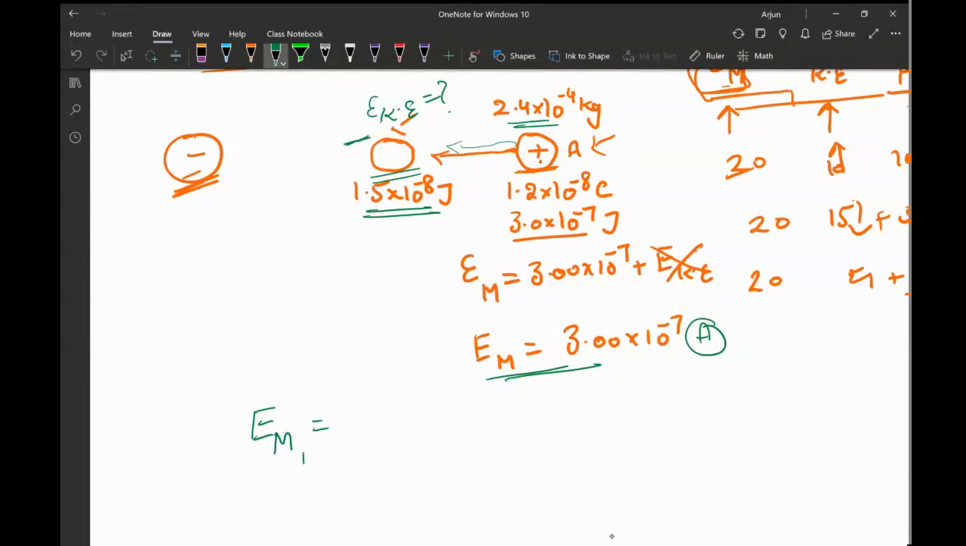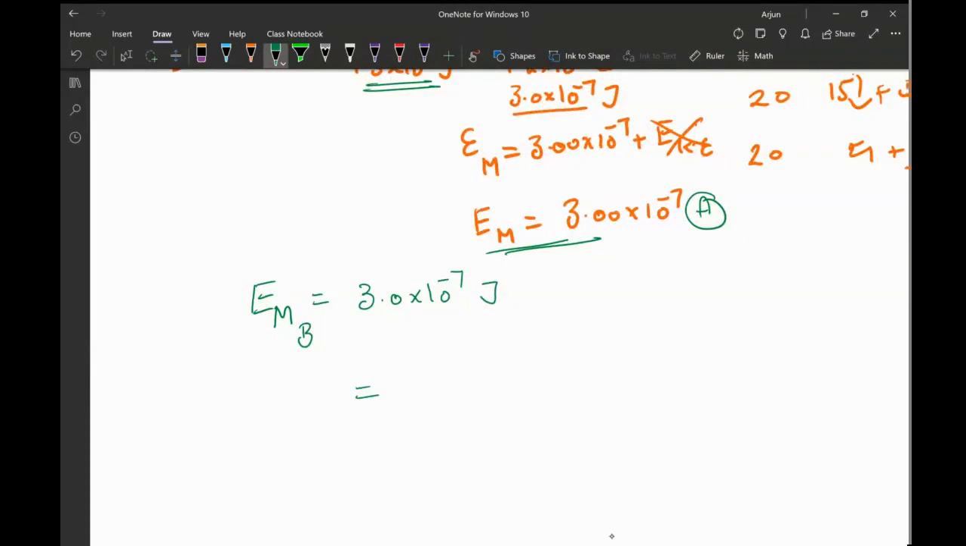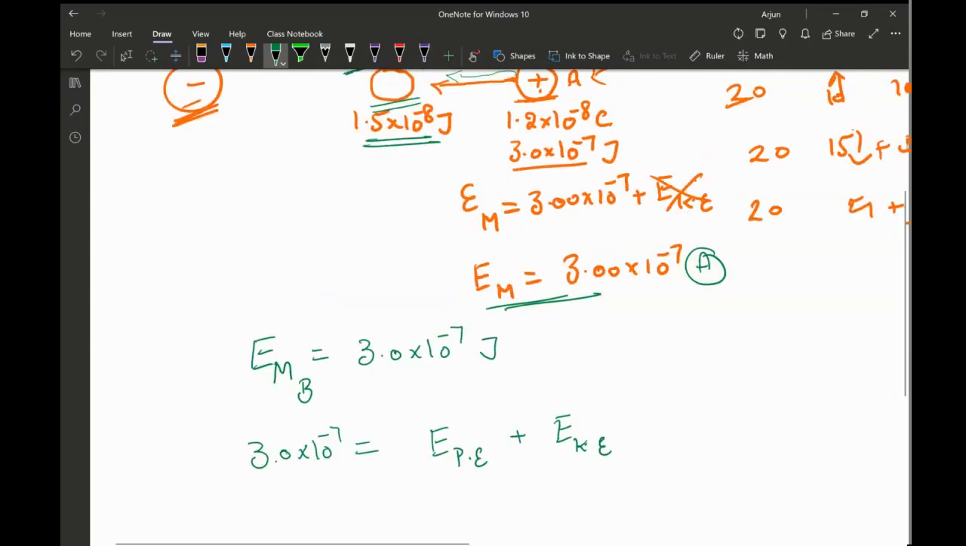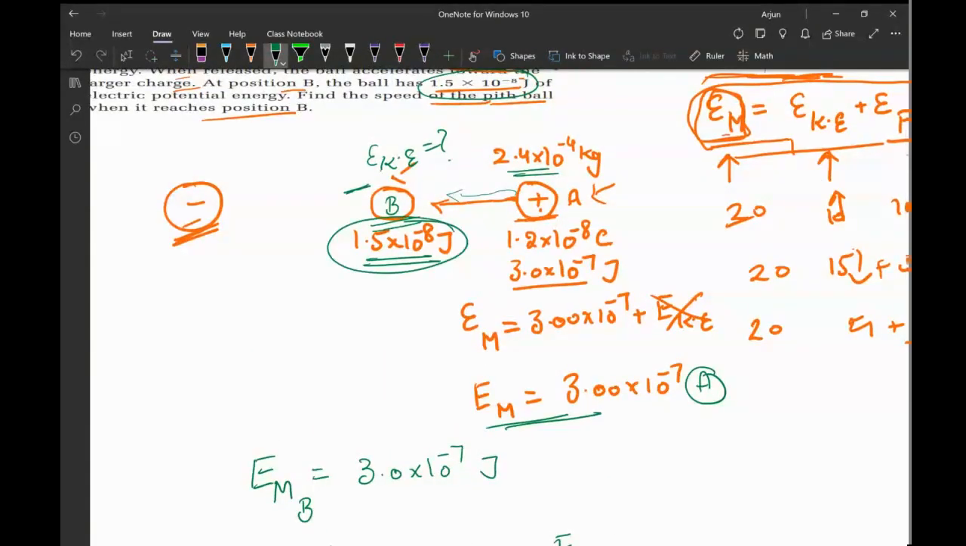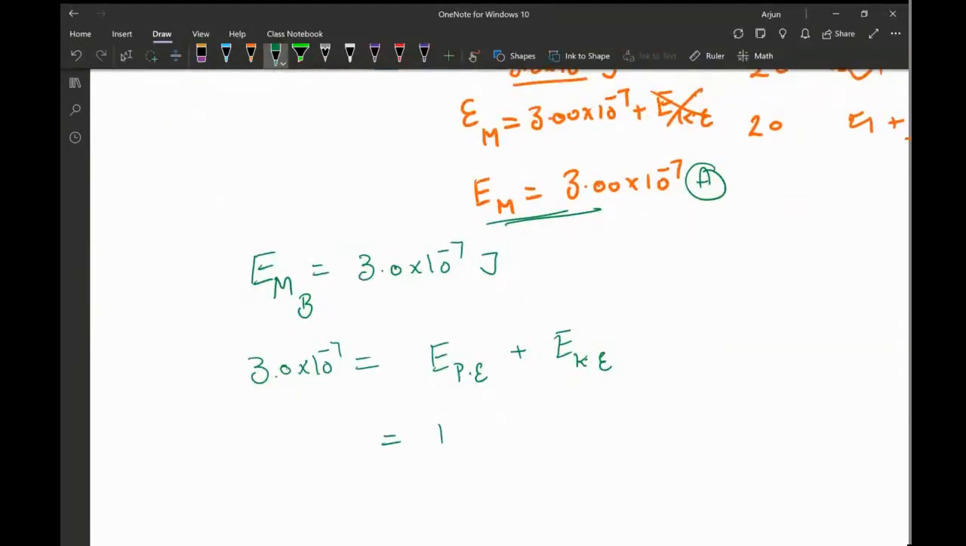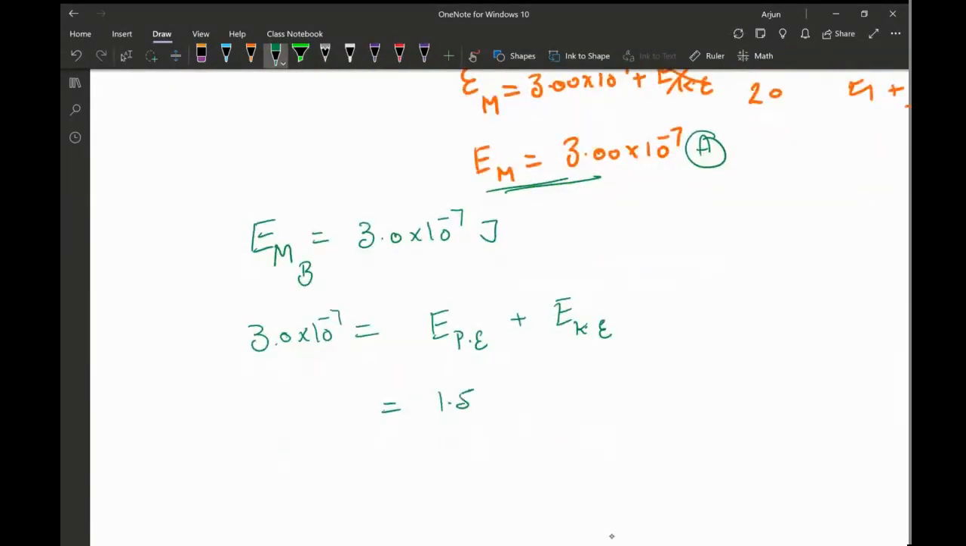So EM at location B will be equal to 3.0 times 10 raised to the power negative 7 joules. And then I will just segregate this mechanical energy into the potential and kinetic energy. 3.00 times 10 to the negative 7 is equal to E potential plus kinetic energy. And potential energy at location B is equal to this much. That's given to us in the question. So that will be equal to 1.5 times 10 raised to the power negative 8 plus EKE. And now I can do the algebra and then can solve for the question.